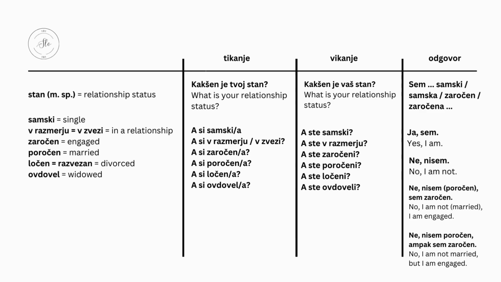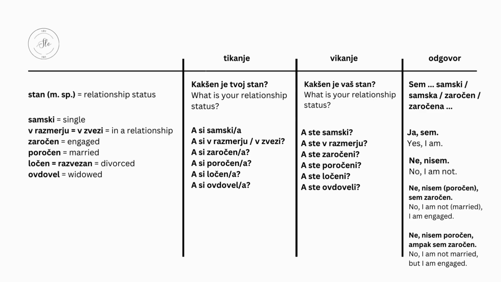Kakšen je vaš stan? And then, if you're a man, you can reply sem samski, sem v razmerju, sem zaročen, sem poročen, sem ločen, sem ovdovel. If you're a woman, you have to change adjectives and say sem samska, sem v razmerju, sem zaročena, sem poročena, sem ločena, sem ovdovela.